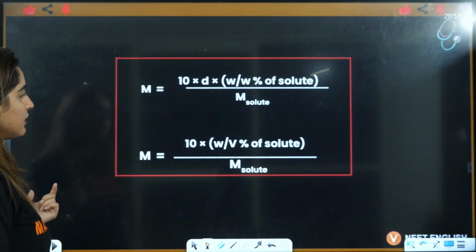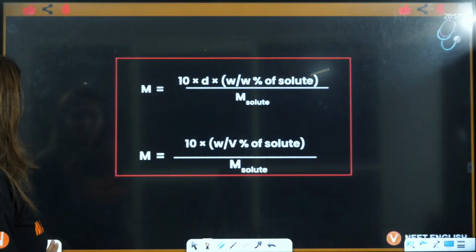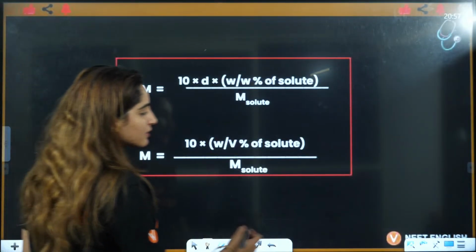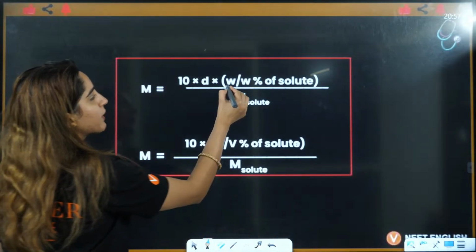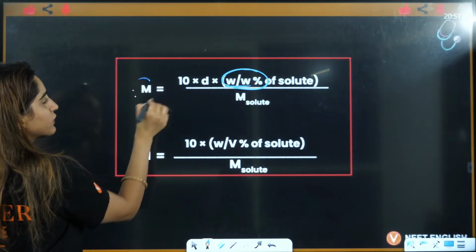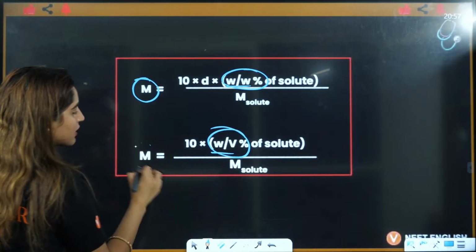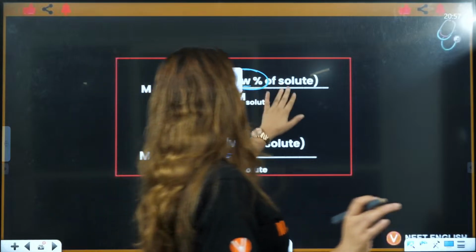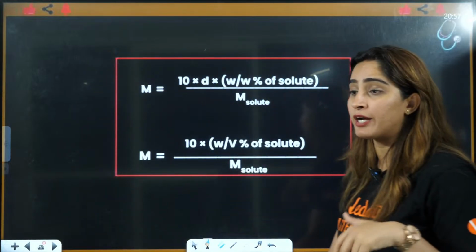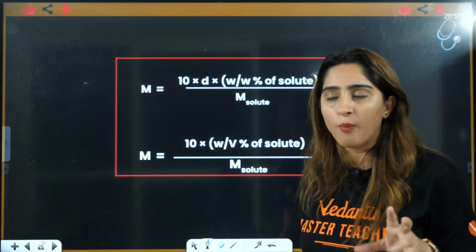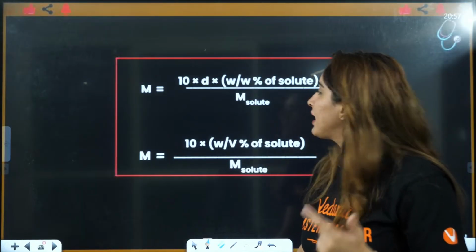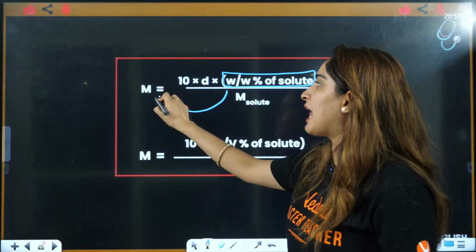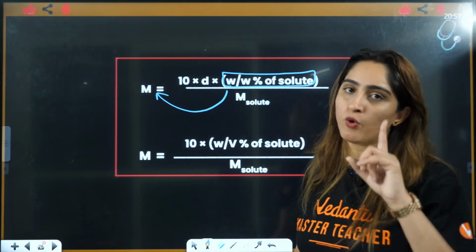Now these are the interrelated relations, like weight by weight related with molarity, weight by volume, what is the direct formula with molarity. I just tell my students that this is the formula. I don't advise them to cram this formula, because when you know the weight by weight percentage, easily you can calculate the molarity if you know how to decode this.